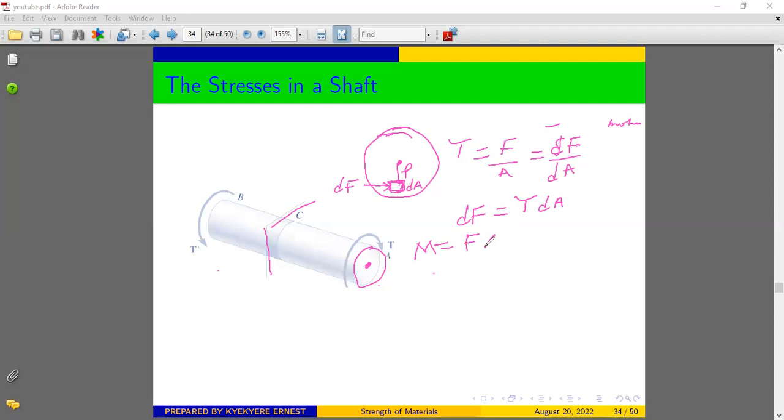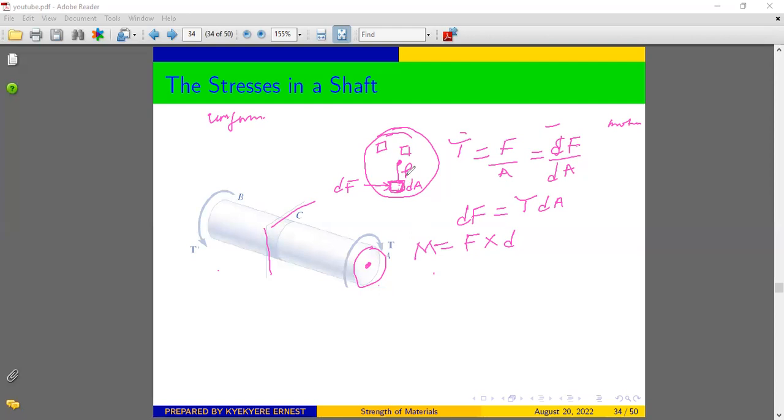times the distance. Before we continue to the moment, don't forget that when we're dealing with normal stresses, we said that when a force is applied at the longitudinal axis of a body, the distribution of the normal stress can be assumed to be uniform. However, in our topic on shearing stresses or torsion of circular shafts, if I have an area here and another area there, the distribution of the shear stress is not going to be uniform. So depending on the position of the area or the point in question, the shear stress is going to be different.